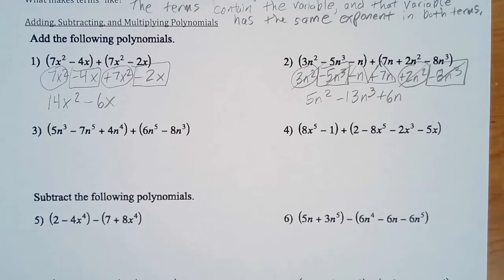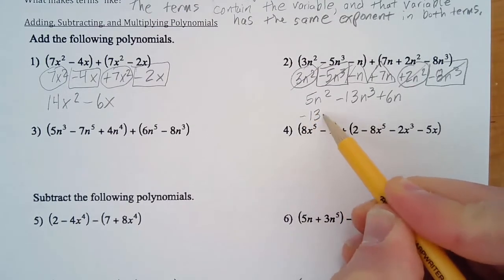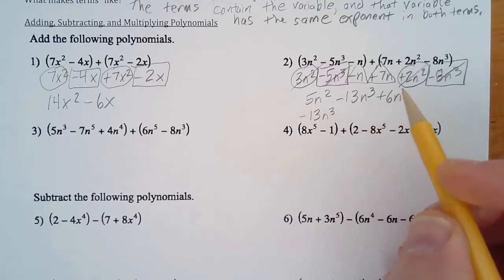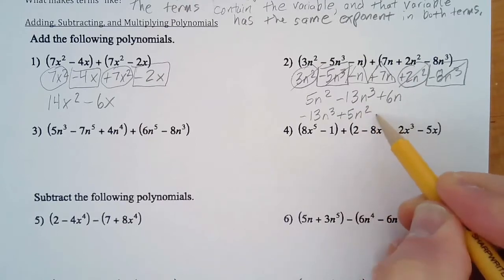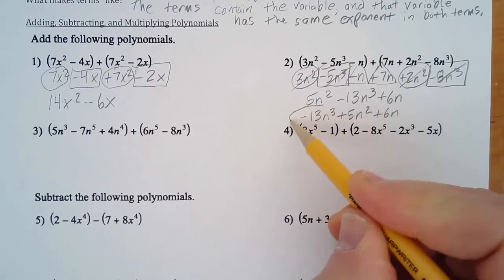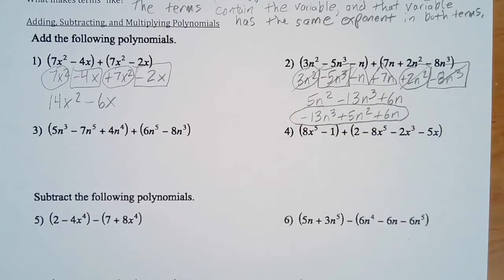Now, one thing we do need to do, even though the directions don't say this, we should put this in standard form, which means the terms with the highest exponents should go first. So negative 13n to the third should go first, and then this positive 5n squared, and then the 6n. So always do that, even if the directions don't say so. So there's our answer there. All right, go ahead and pause this video and do numbers 3 and 4, and we'll come back with the answers.